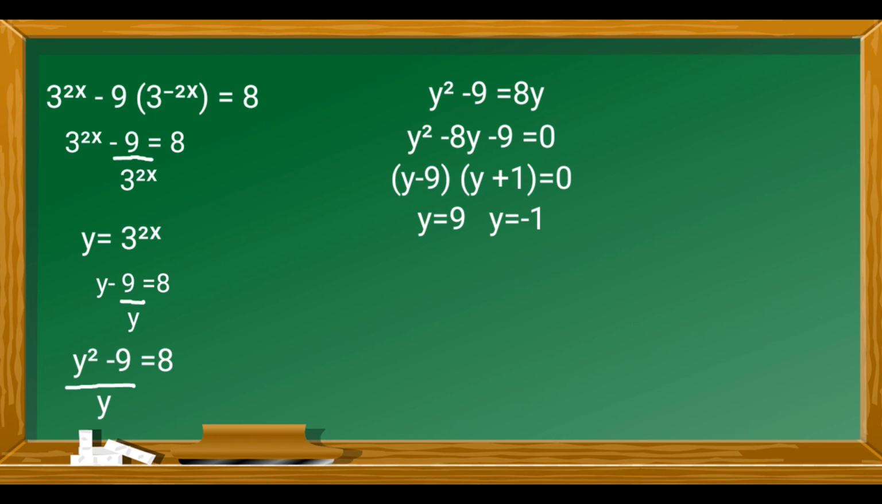Remember that y is equal to 3 to the power 2x, and now we found that y is equal to 9. So 9 is equal to 3 to the power 2x. We can rewrite 9 as 3 squared. So 3 squared is equal to 3 to the power 2x. We make the indices equal to each other because the bases are equal. So 2 is equal to 2x, so x is equal to 2 divided by 2, which is equal to 1. x is equal to 1. We don't use the negative answer.